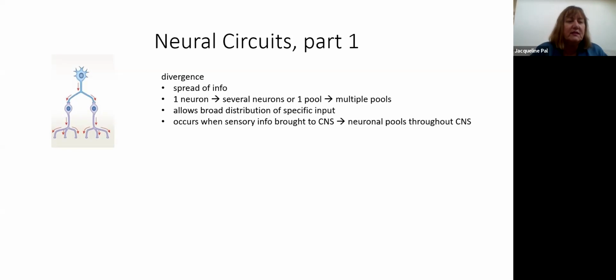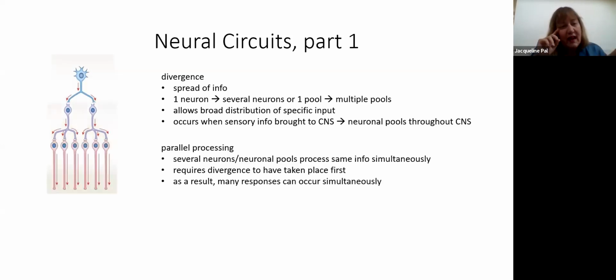And I think you can clearly see in this picture, we have one neuron going to two neurons, and then each of those second neurons going to three neurons, okay? And what happens is now that they're in three separate neurons from the two, now we have six neurons all dealing with the same information that came from that very first neuron. And this is called parallel processing, where multiple neurons or multiple neuronal pools are now processing the exact same information simultaneously. And so in order to have parallel processing, you had to have divergence at least once, if not multiple times before that.